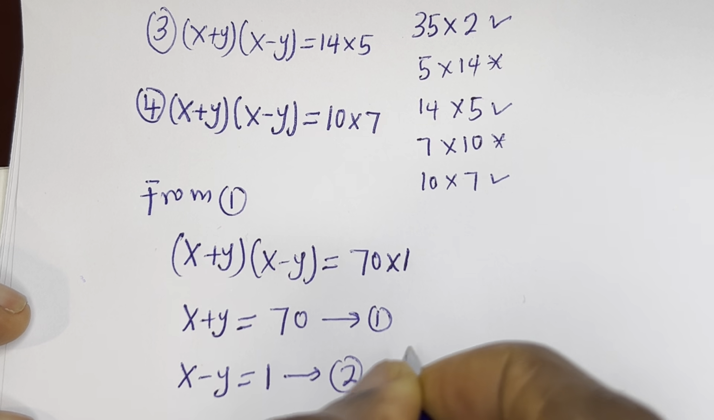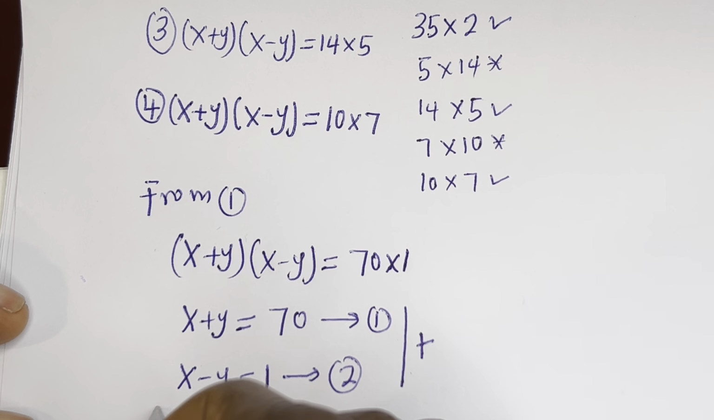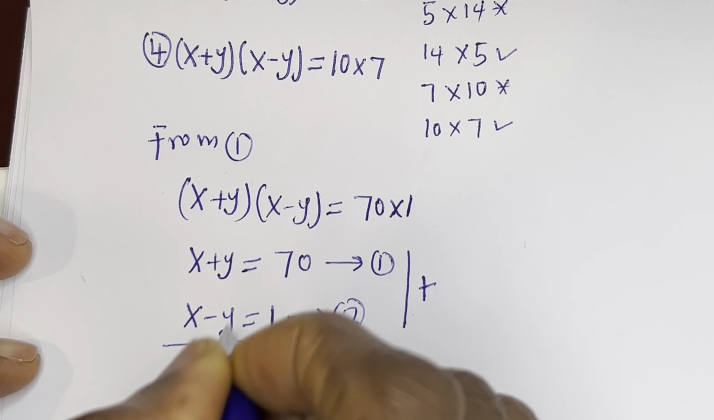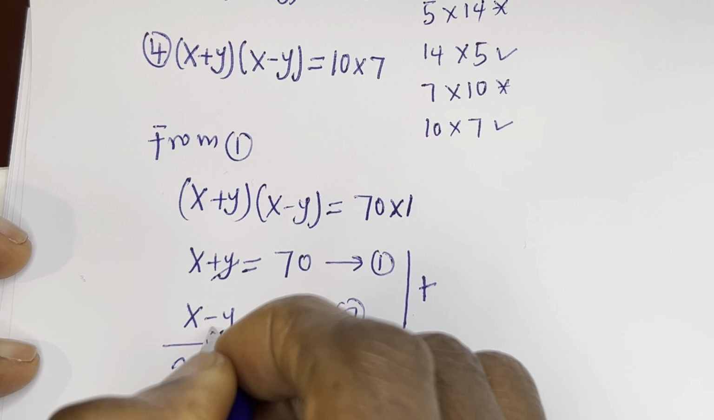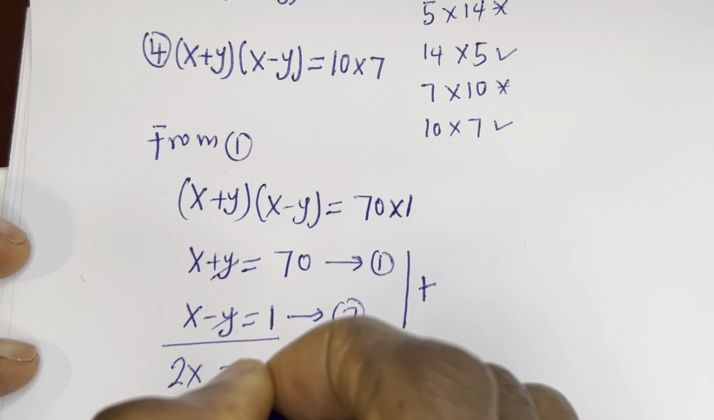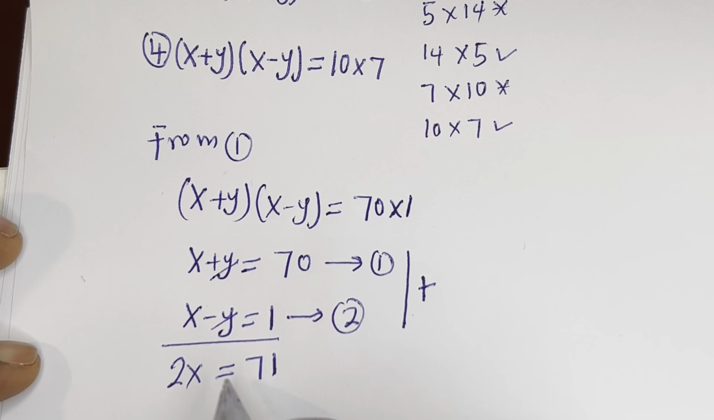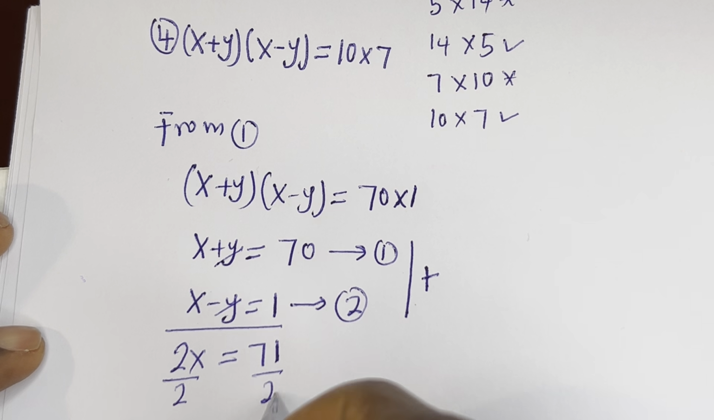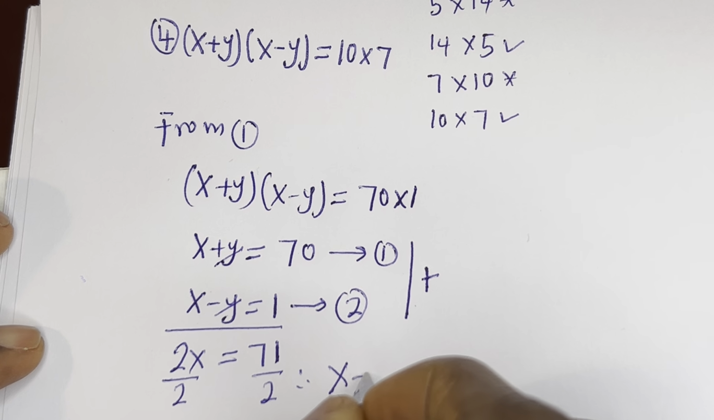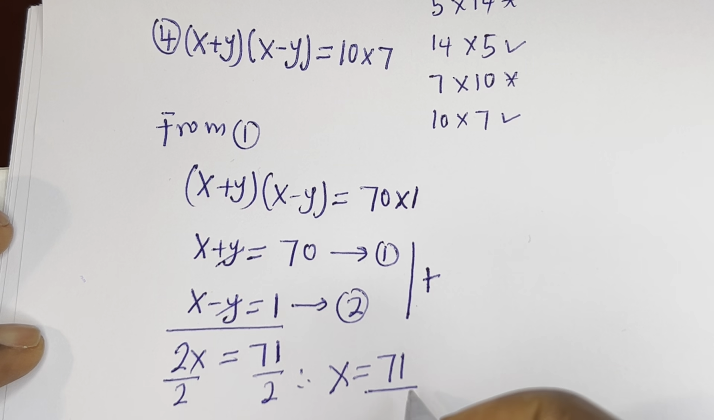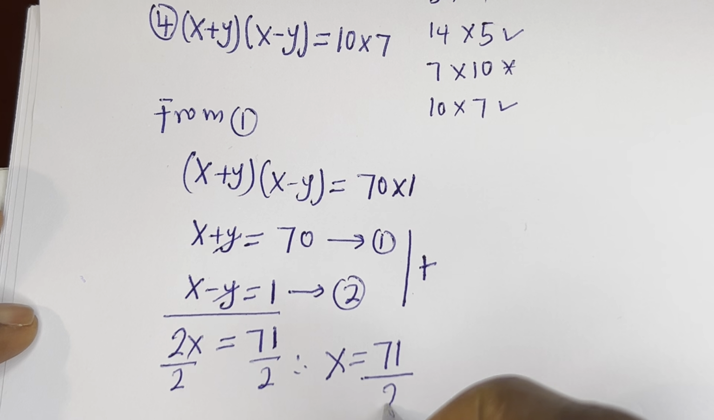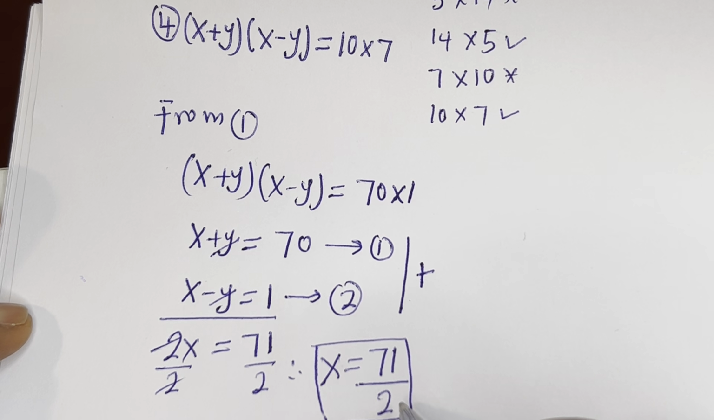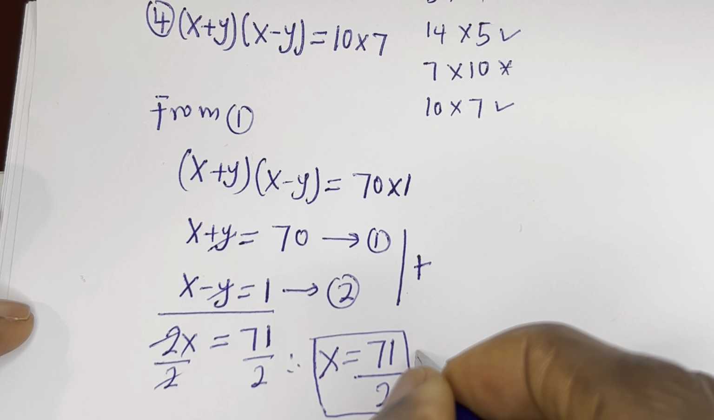Let's solve this using the elimination method by adding the two equations together. x plus x, this is 2x, plus y minus y, this will cancel, is equal to 70 plus 1. We have 71. Now let's divide both sides of the equation by 2. Therefore, x is equal to 71 over 2. This is the value of x. As you can see now, this is not a natural number. It is rejected.